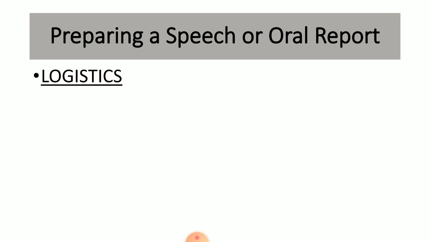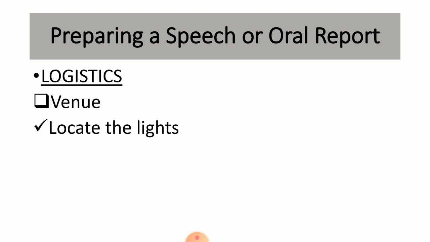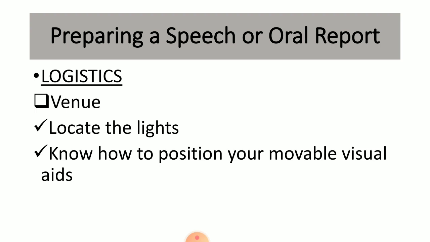Under logistics, we have the venue. So the venue is equally important. You should locate the lights, and if you have movable visual aids, know where to position them. As a speaker, you should also know how to position yourself and how you should move in front to get the attention of the listeners.